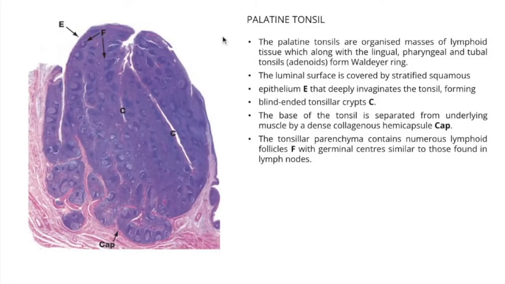It organizes masses of lymphoid tissue which along the lingual, pharyngeal, tubal tonsil form the ring. So the luminal surface is covered by stratified squamous epithelium, the E here, that deeply invaginate the tonsil, forming the crypts. Yeah. So the surface layer is lined by stratified squamous cells. And also it has the dense collagenous hemicapsule here. So also collagen tissue is present in here. Okay, and F is actually the numerous lymphoid follicle that presents in the tonsil.